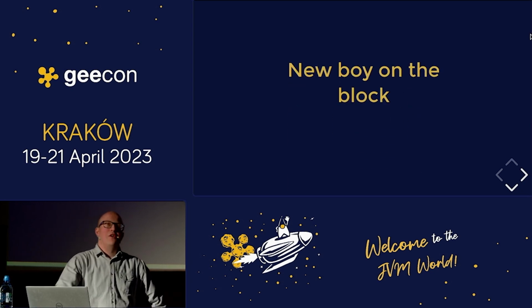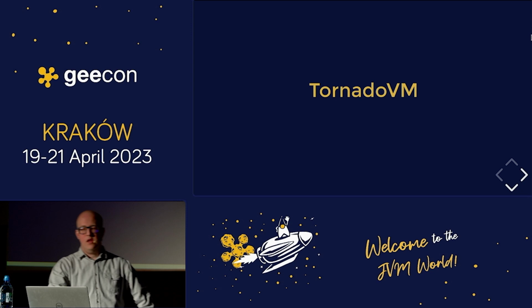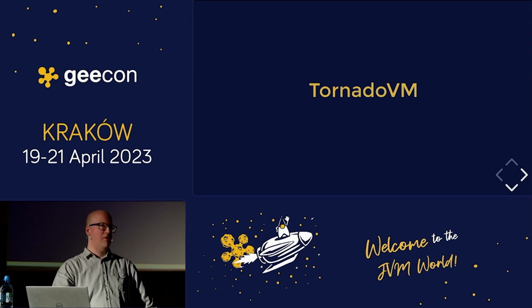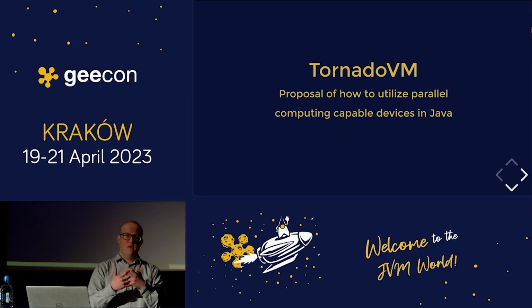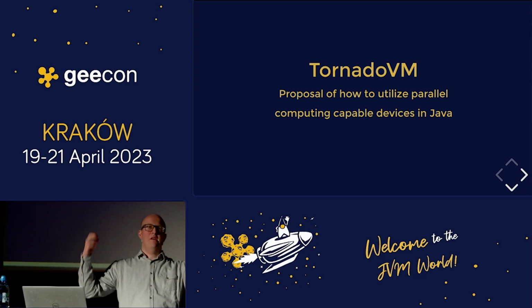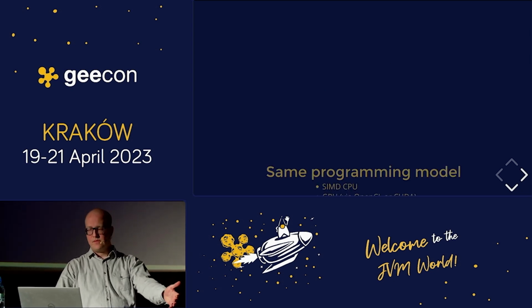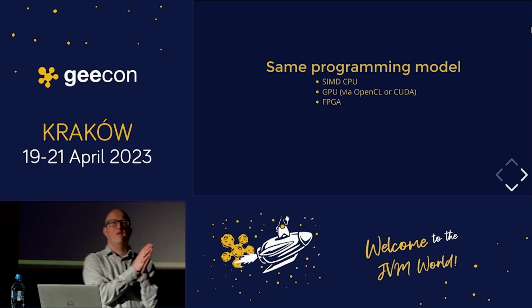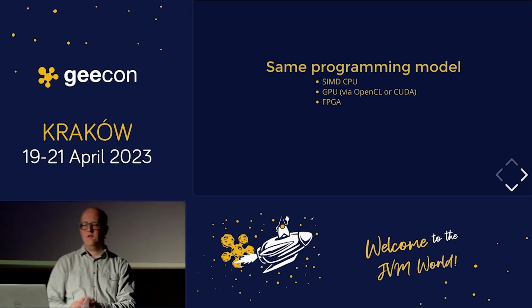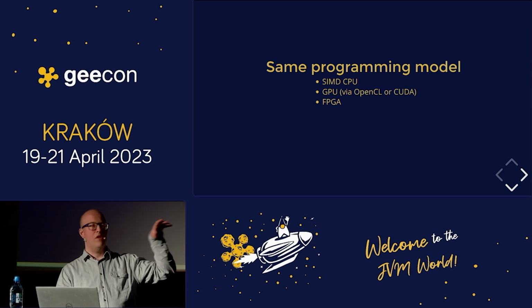But there's a new kid on the block. This new kid is called TornadoVM. TornadoVM is developed at the University of Manchester, and the guys there are giving a Java developer a proposal for how to utilize these massively parallel computing devices in your simple Java code. They're offering the same programming model for SIMD CPUs, so you will be utilizing SIMD instructions out of the box. You will be utilizing GPU code, and you will be utilizing FPGAs.